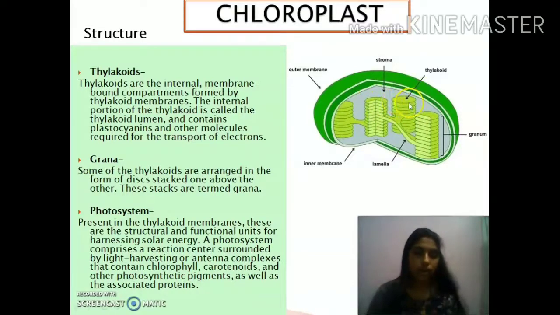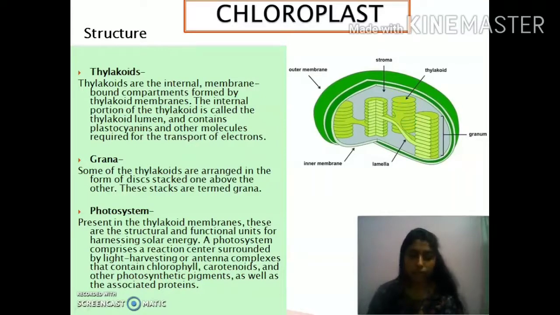Now a thylakoid can be divided into two parts. Okay, it is the thylakoid membrane which surrounds the thylakoid, and this one, the internal portion of the thylakoid, is termed as the thylakoid lumen. Clear? So the outer boundary which surrounds the thylakoid is termed as the thylakoid membrane, and this internal portion is termed as the thylakoid lumen. Clear? Now, what is the significance or the main importance of thylakoid?